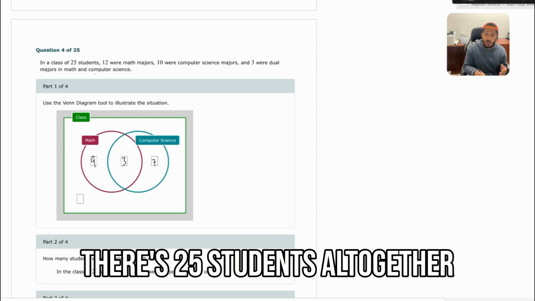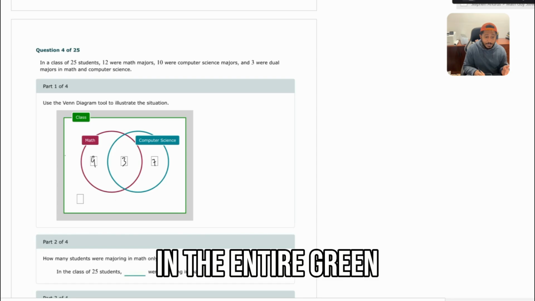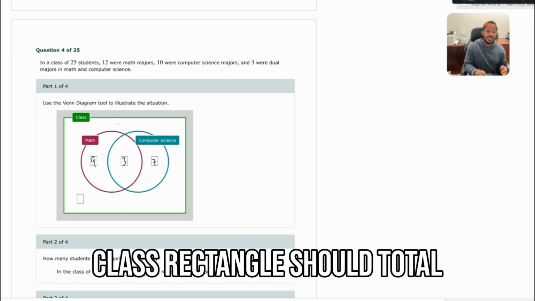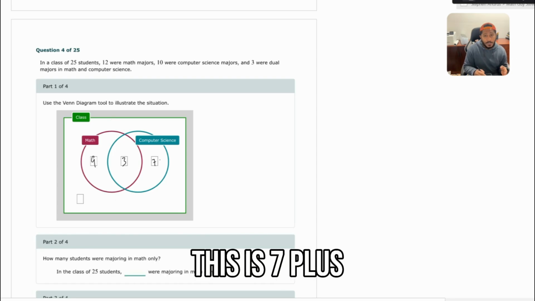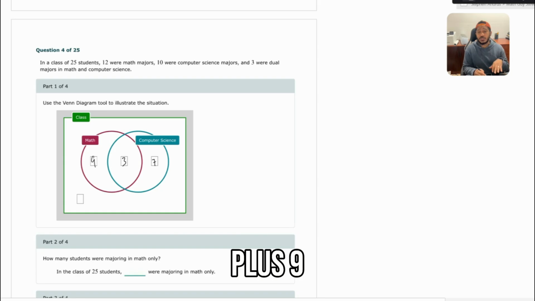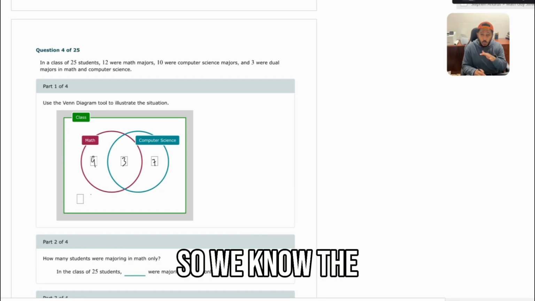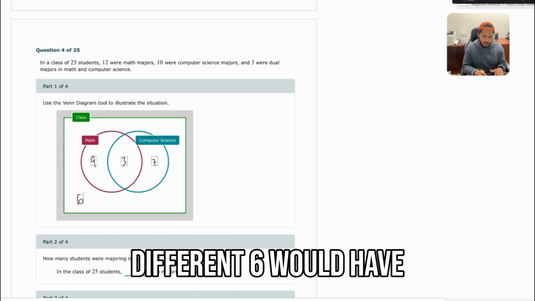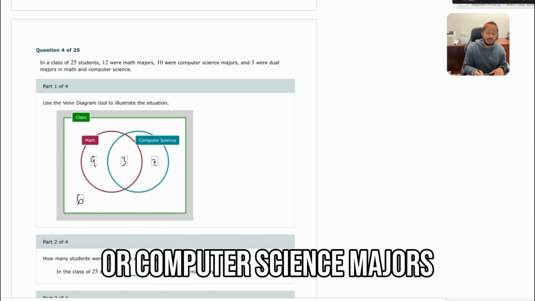And then we know there are 25 students altogether. So the entire green class rectangle should total 25. Well, 7 plus 3 is 10, plus 9, that's only 19 students accounted for. So the difference, 6, would have to be outside. They weren't math majors or computer science majors.